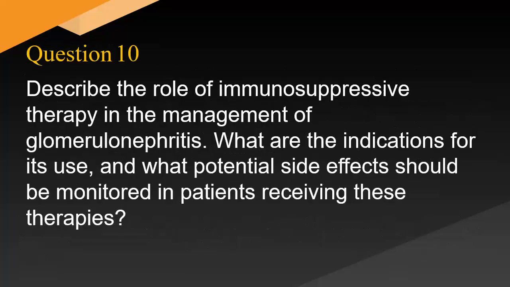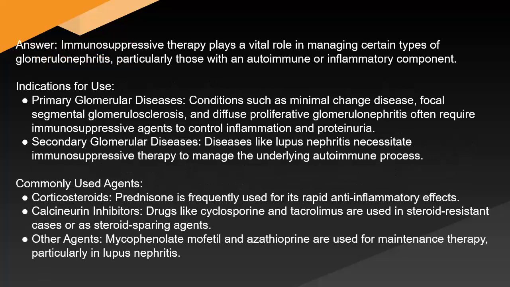Describe the role of immunosuppressive therapy in the management of glomerulonephritis. What are the indications for its use and what potential side effects should be monitored in patients receiving these therapies? Answer: immunosuppressive therapy plays a vital role in managing certain types of glomerulonephritis, particularly those with an autoimmune or inflammatory component. Indications for use: primary glomerular diseases.